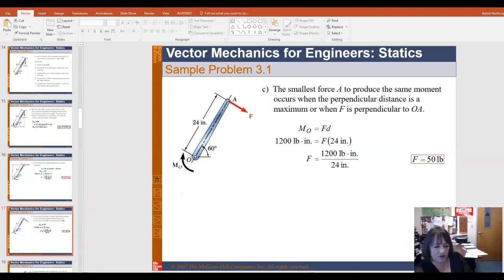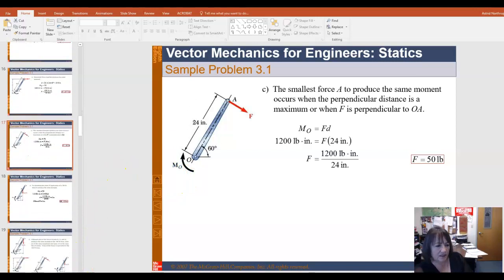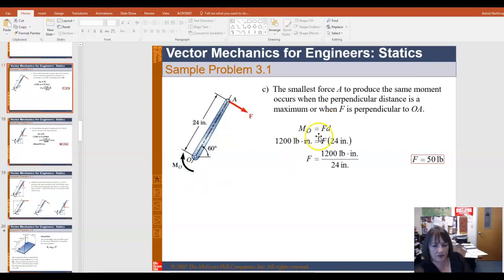And then the smallest force A that will produce that same moment. Well, if you think about the equation, how do we make it the smallest force? By making it the largest d. That means that we want to have the angle between them 90 degrees. In other words, if you have a moment arm, the smallest force to produce that same moment is going to be perpendicular to the moment arm.